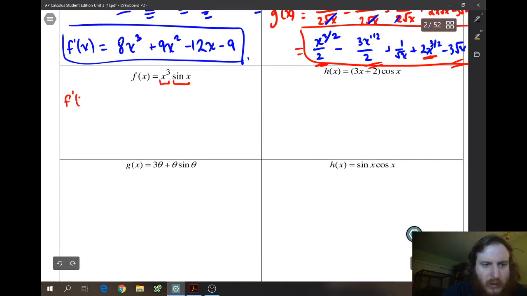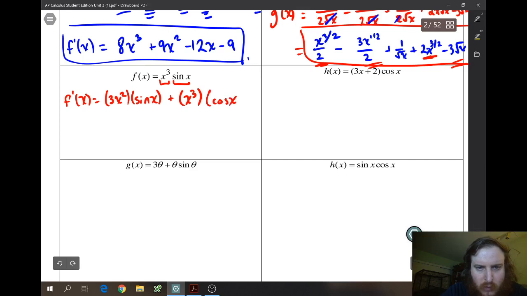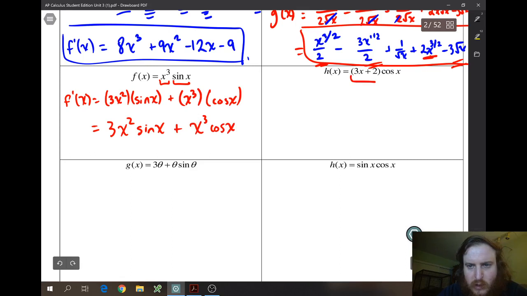So f prime of x, we're going to take the derivative of the first one, 3x squared, leave sine x alone, then plus, leave x cubed alone, derivative of sine x is cosine of x. And that's our answer, 3x squared sine x plus x cubed cosine x. And next one's very similar.